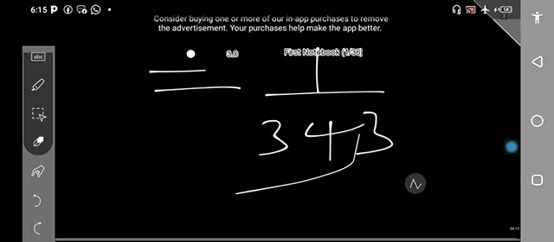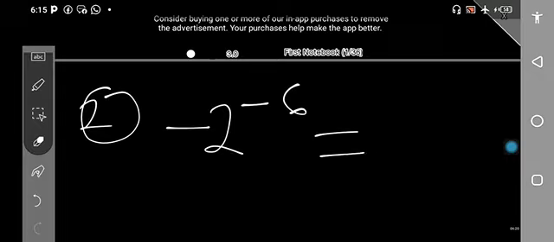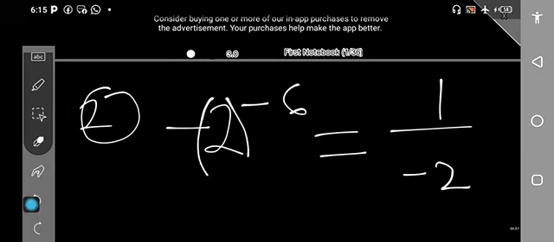Now let's take a look at the second example. We have minus 2 raised to the power of minus 6. So you have to be careful here. This is a negative number, right? So it becomes 1 over minus 2. Now you have to take note that this minus is not written like this, neither is it written like this. This negative is not outside the bracket. So this implies that this negative does not affect everything, does not affect 2 raised to the power minus 6.